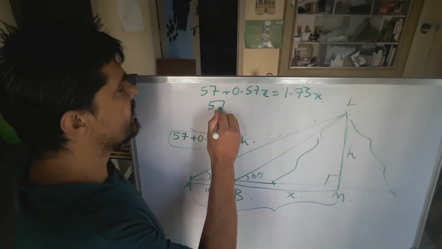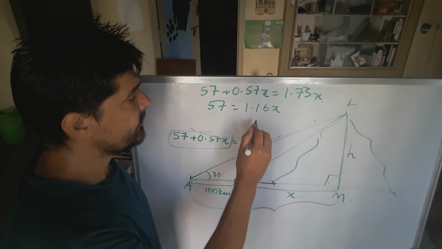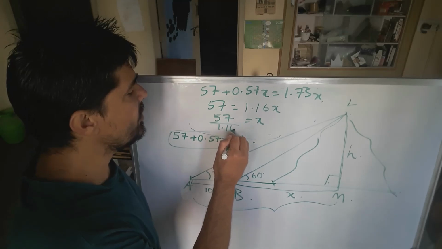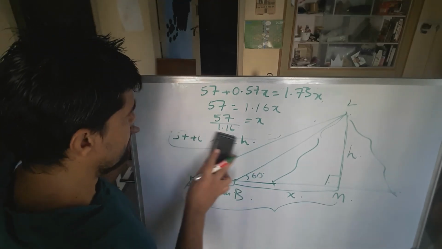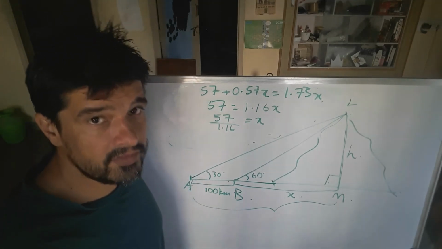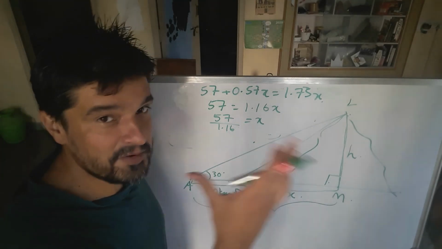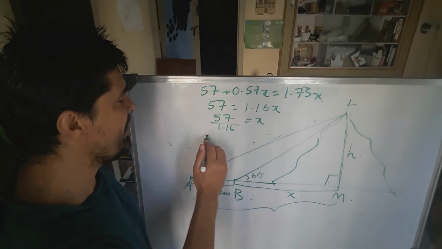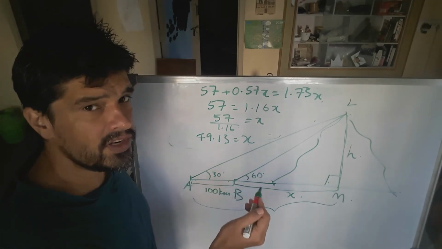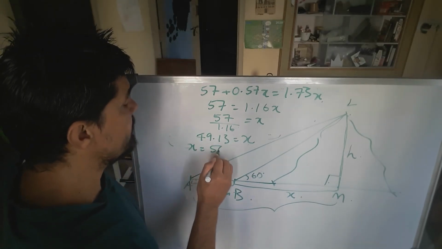So 57 is equal to 1.16x. X is equal to 57 divided by 1.16. And this value, of course, you may need to use a calculator or long division. I've done it before. I came prepared with that. So it's around 49.13 is the value of x. So let's approximate it to 50. So x, students, is equal to 50.